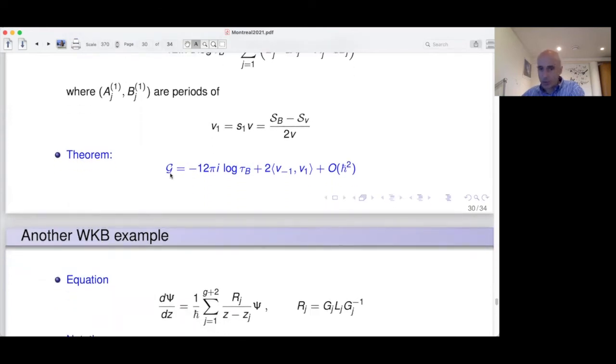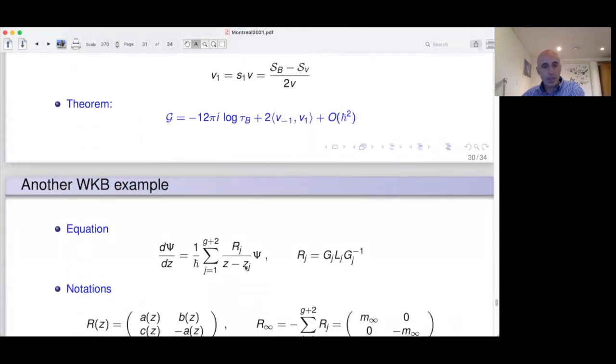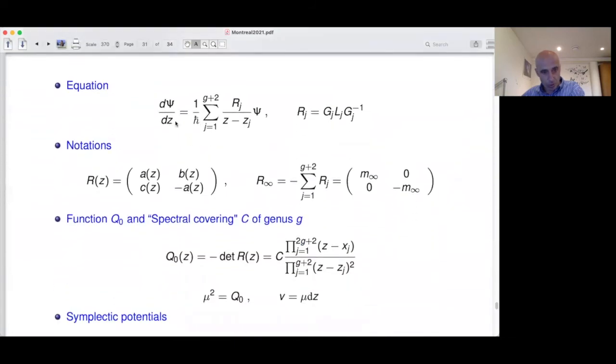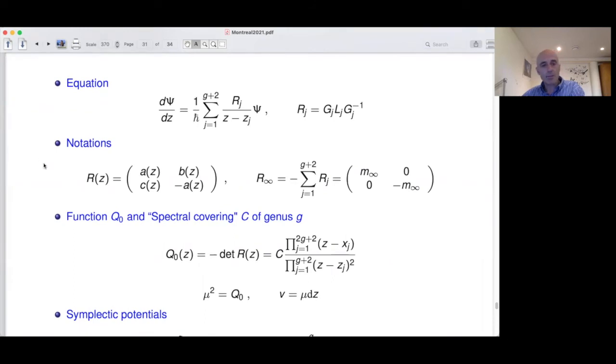of the Yang-Yang function. And another example is this WKB expansion of this Fuchsian system. And this thing is not yet published. This is the content of our joint work with Marco and Fabrizio.